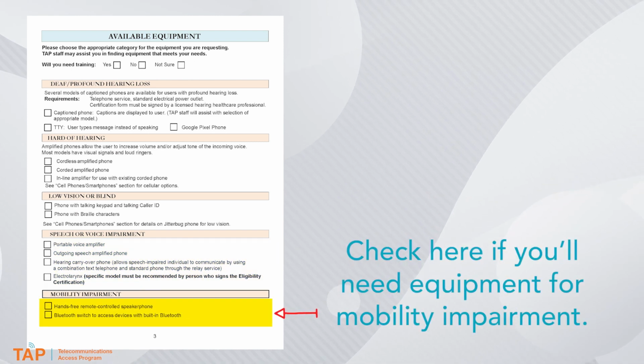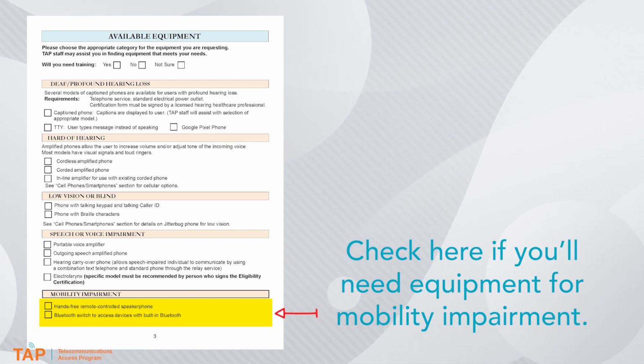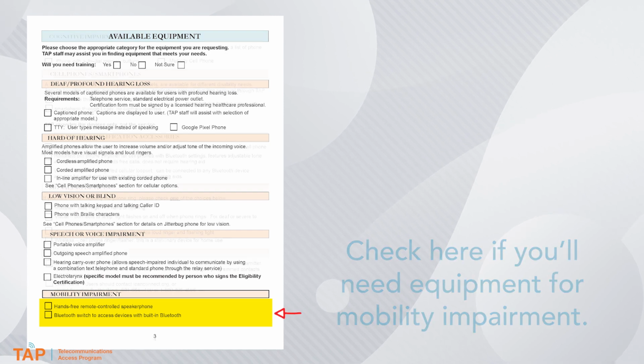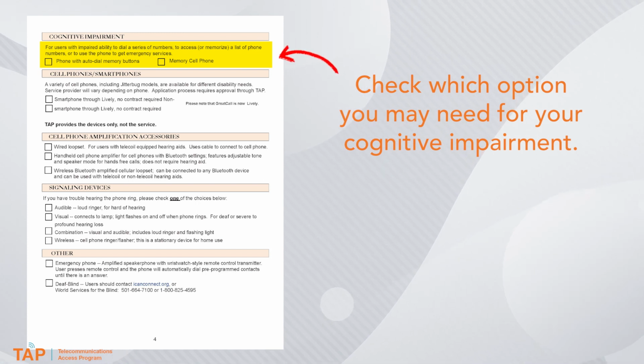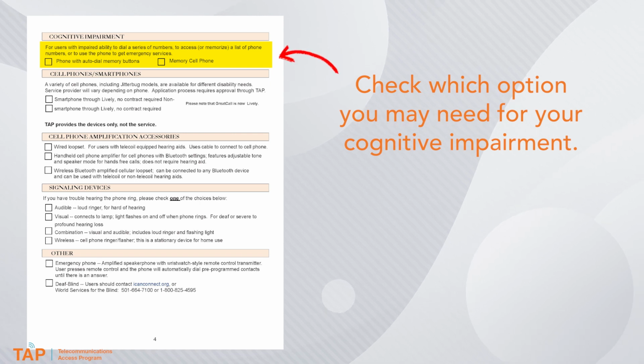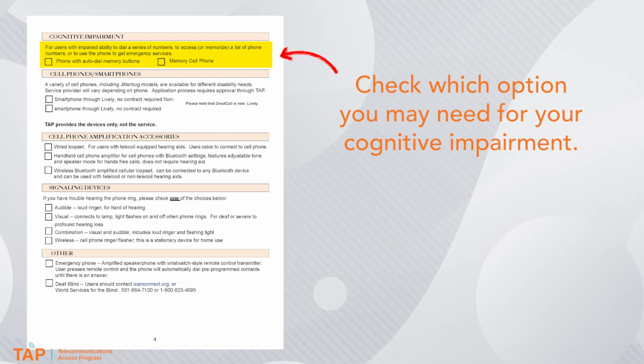If you have a mobility impairment, we have a hands-free remote-controlled speakerphone. We also have specialty switches that access devices with built-in Bluetooth. If the client has a cognitive impairment that makes it difficult to dial a series of numbers or memorize phone numbers, we have 2 options. There is a landline phone with auto-dial memory buttons that can be labeled with photos. We also carry a specialty memory cell phone with limited incoming and outgoing calls, also labeled with photos.